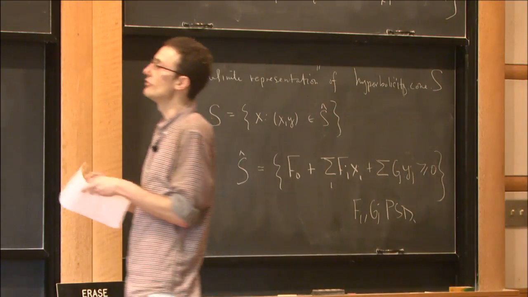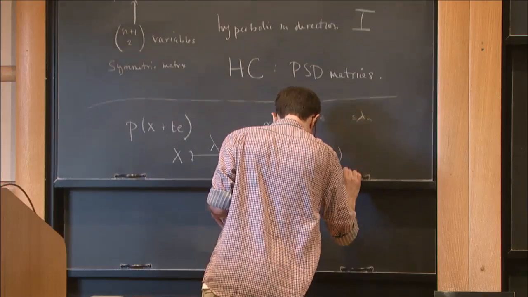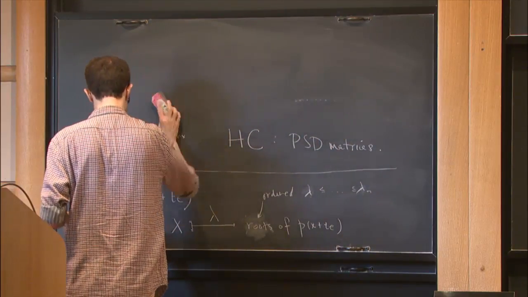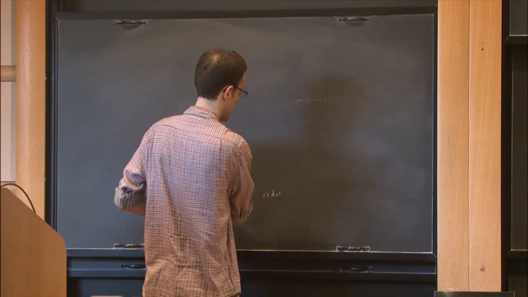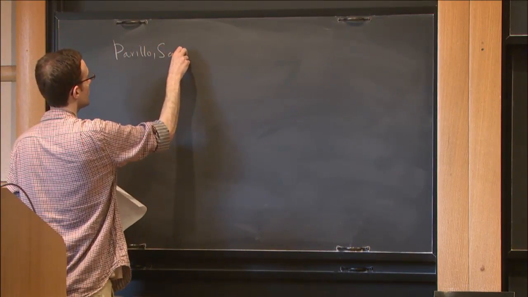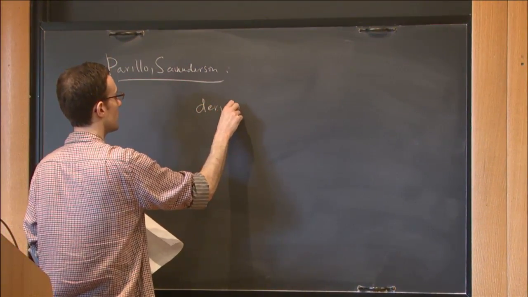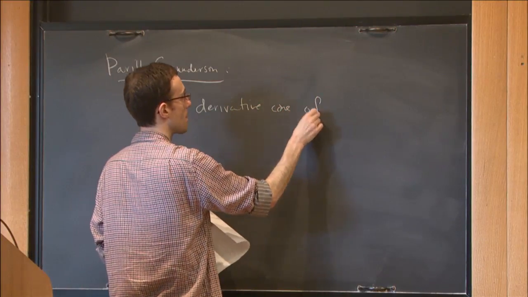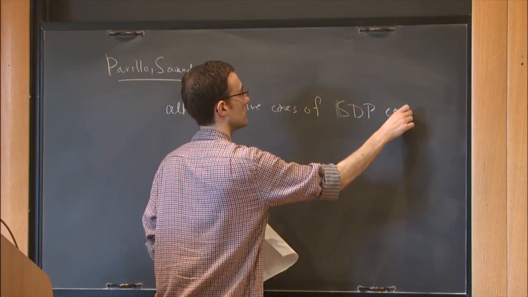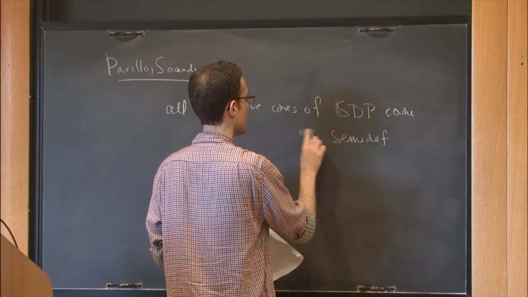In particular, a very nice result of Parrilo and Saunderson shows that the first obvious thing that you would try, although it's certainly not an obvious proof, is that all derivative cones of the semi-definite programming cone have semi-definite representations.